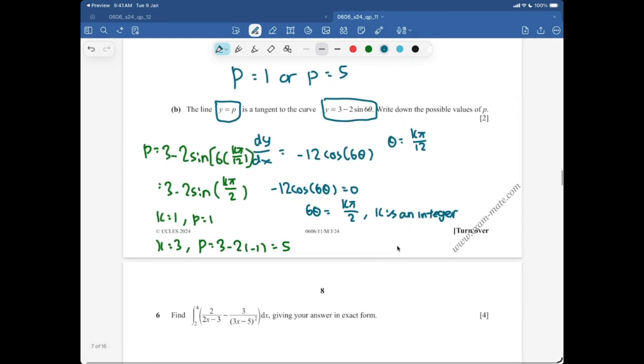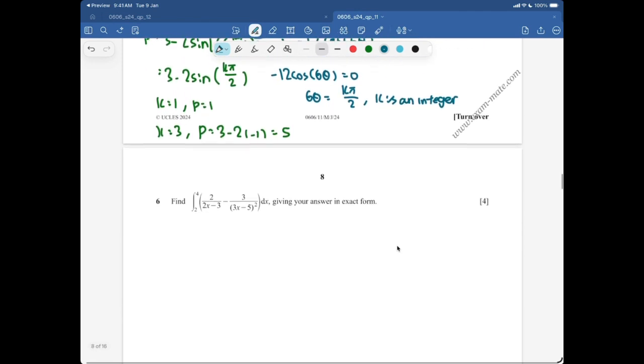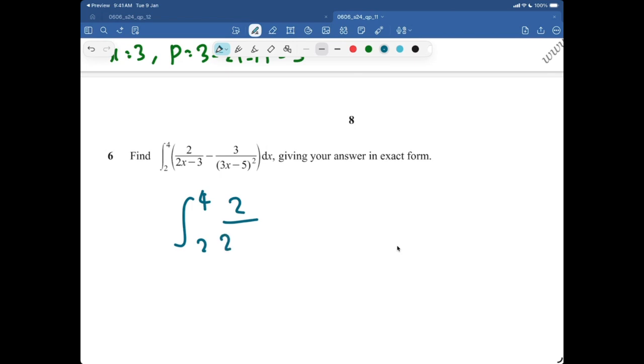It's great. It's probably not the most efficient method, but nonetheless, it should be correct. Okay, some integrals. We first of all know that this is the natural log of something. So let's just first write down the integral and do it step by step.